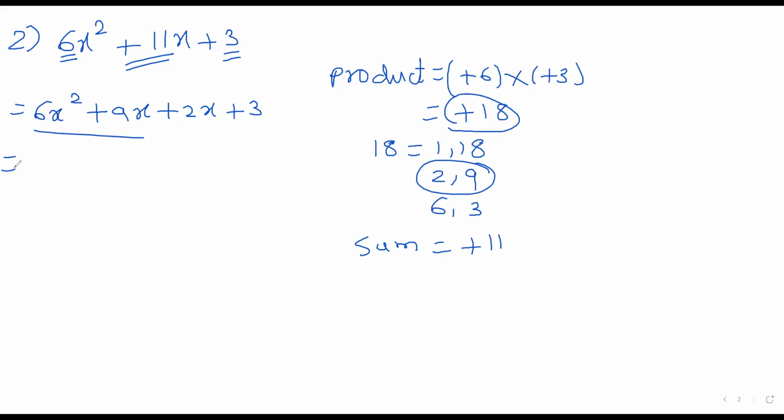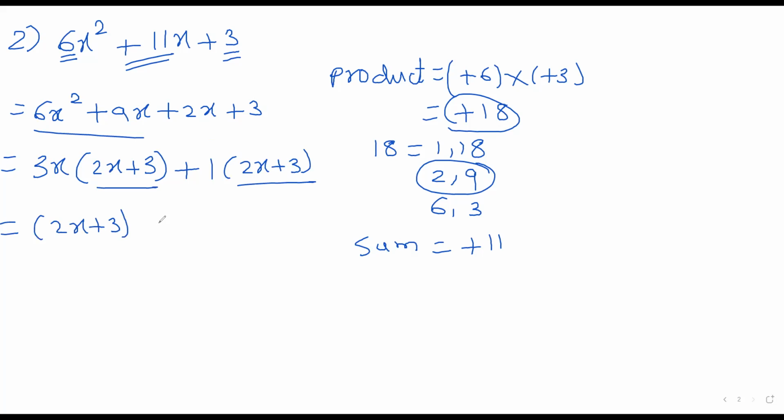Tell me what common can you take from the first two terms? 3x. What remains inside? 2x plus 3. What common can you take from these two? Yes, 1. When nothing is common, 1 is the common factor. So 1 common, and inside the bracket you get 2x plus 3. So if you take 2x plus 3 common in one bracket, then another bracket contains 3x plus 1. That's all. This is how you find the factors. Is it easy or difficult?